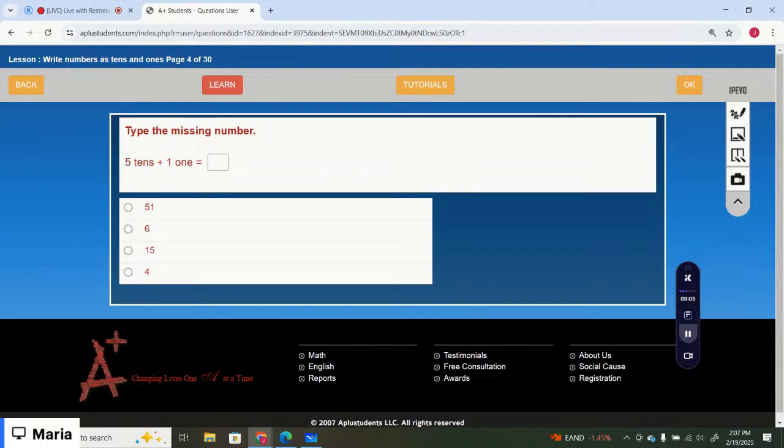Five tens plus one ones. That is 51. Option number 1 is the correct option.